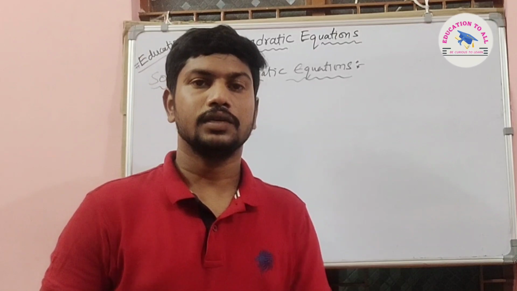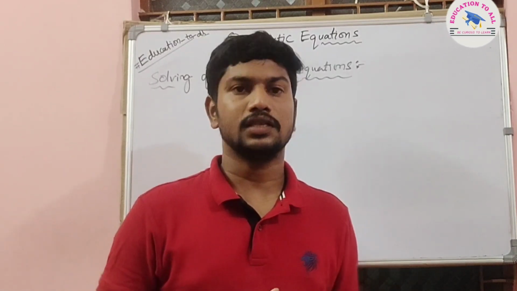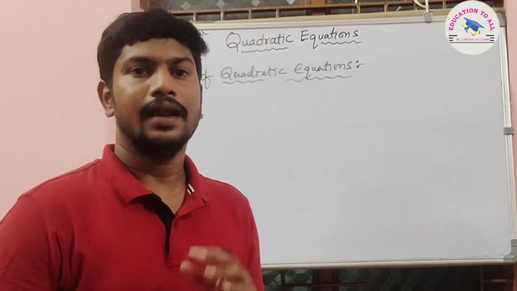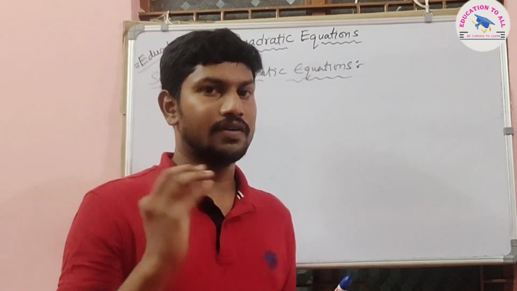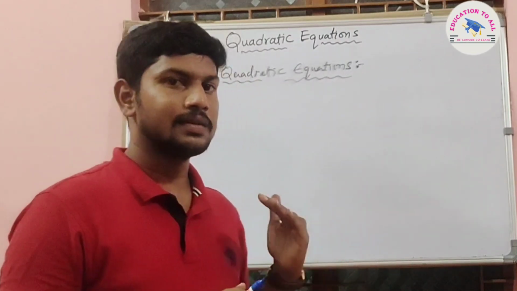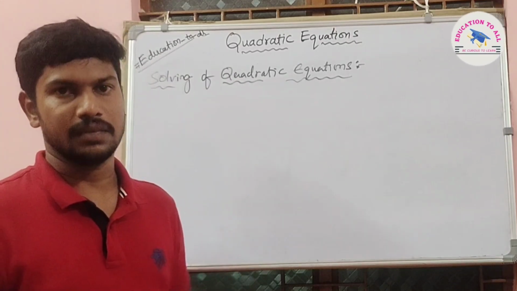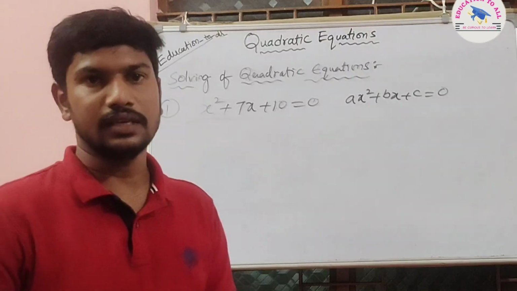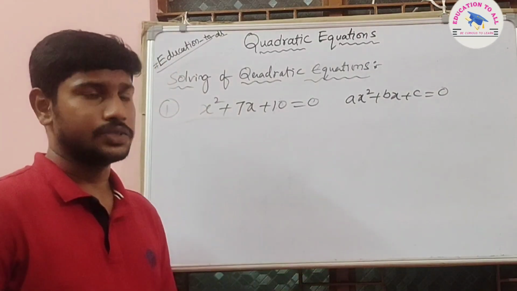So let us look into some examples of how to solve quadratic equations. There are many methods we have. The first method is the factorization method, the second method is the completing the square method, and the third method is using the formula. We'll go with the basic method, solving a quadratic equation by the factorization method. Let us look at some examples of how to solve a quadratic equation. Basic first one, all terms are positive.